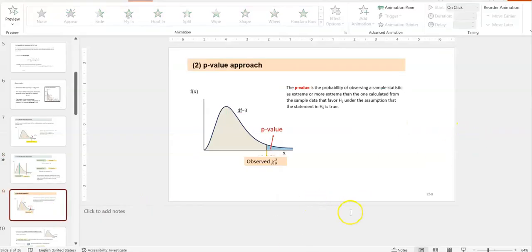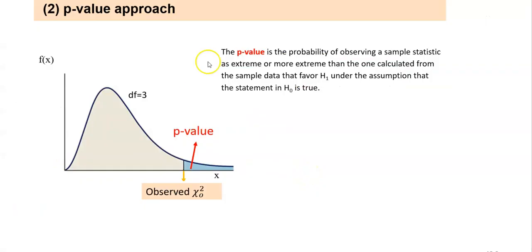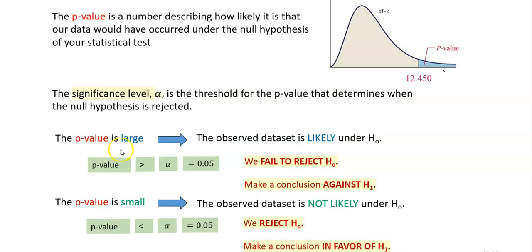So the second method to decide whether the data support the null hypothesis or not is the p-value approach. Okay, if the p-value is small, less than alpha, we reject the null hypothesis and make a conclusion in favor of H1, and if the p-value is larger than alpha, we fail to reject H0 and make a conclusion against H1. Okay. So the threshold value that we compare the p-value with is alpha, the significance level.